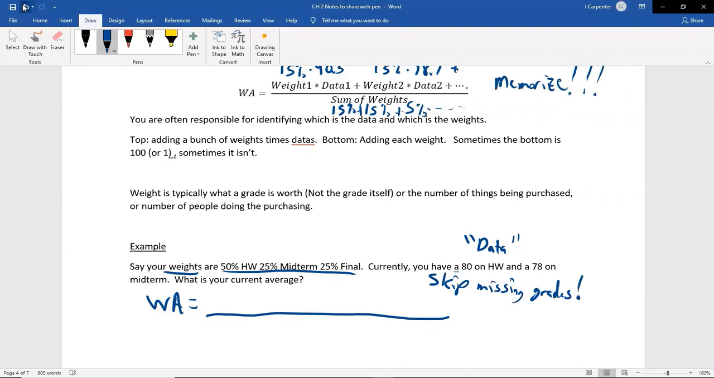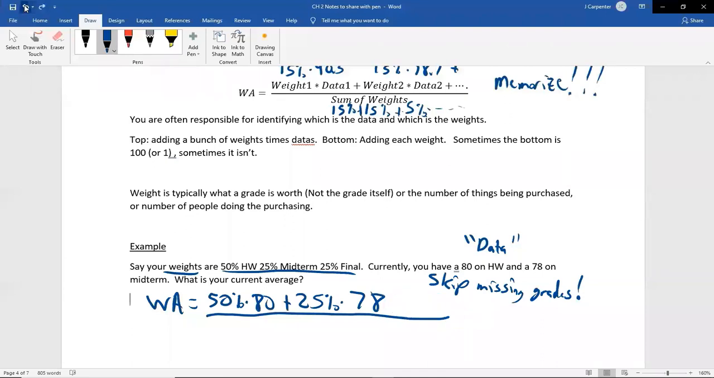So I'm not going to have 3 sum products in the top. I'm only going to have 2. I'll have the 50% times, so that's the homework category, times the homework grade, which was an 80, plus the midterm, which was 25%, times the midterm grade, which was a 78. I don't have anything for the final because we don't know what the final grade is. It hasn't been weighed in yet.